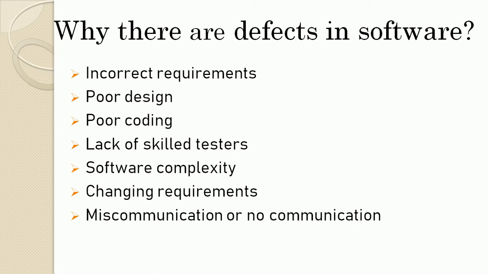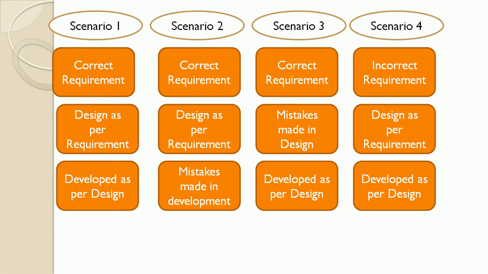Let's see some examples, some scenarios, and understand the concept of when we need to start the entire software testing process. See, there are four scenarios available. Let's start with the first scenario, scenario number one. If the requirement is correct and then the design team prepares the design as per the requirement and the development team develops the application as per design, then after testing the product will definitely be a correct product, right?